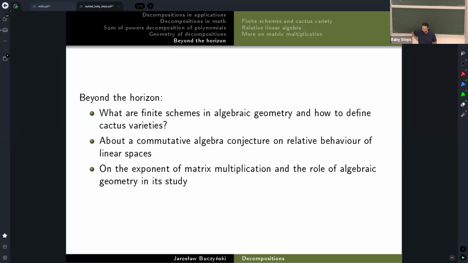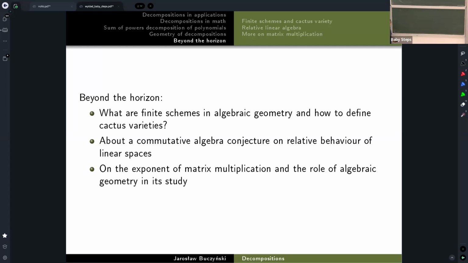It becomes difficult, and I prepared three topics. I would like the younger members of the audience to choose one of them, and if you let me have 5 more minutes. Okay, we still have 5 minutes. The first one will be what are finite schemes in algebraic geometry, and how to define the cactus varieties. This will be the last slide, and I would very briefly tell you what finite schemes are and how to use them to define cactus varieties.